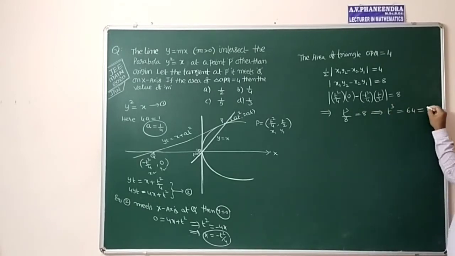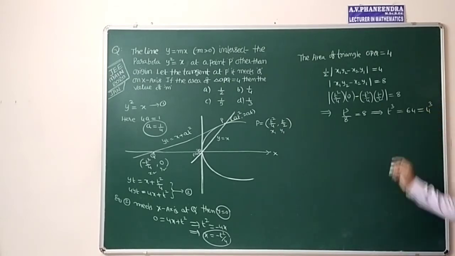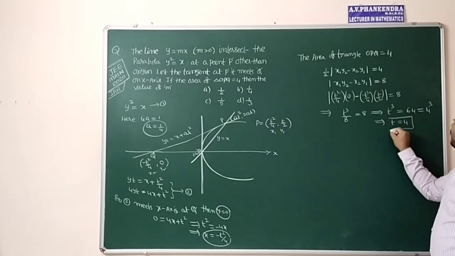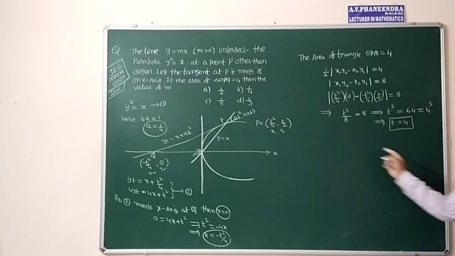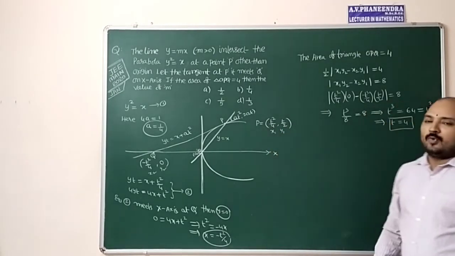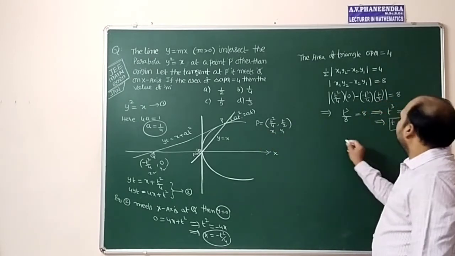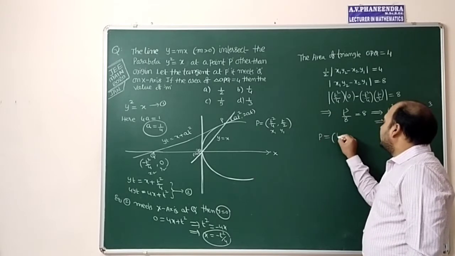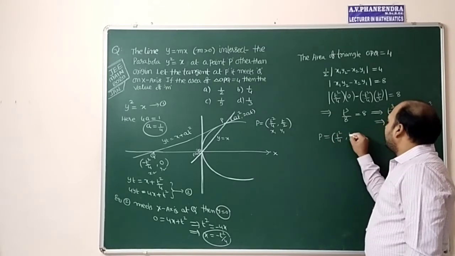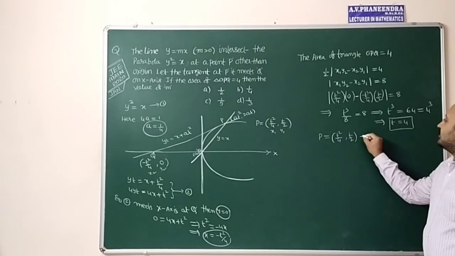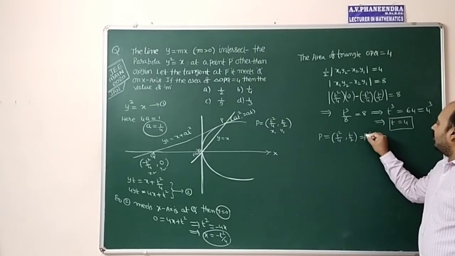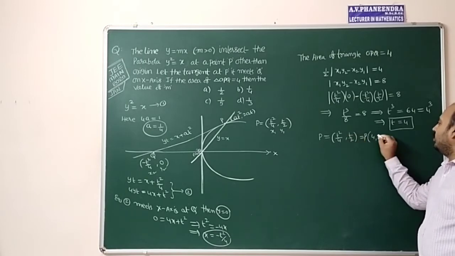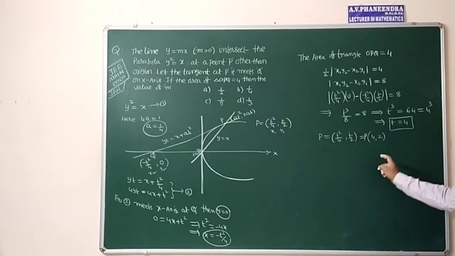So 64 can be written as 4 power 3, so t equals 4. After getting the value of t equal to 4, we have to get the point. Substituting the t value in the point P of t square by 4 comma t by 2, which is P of 4 square by 4, which becomes 4, and 4 by 2 is 2. So P of 4 comma 2 is the point.